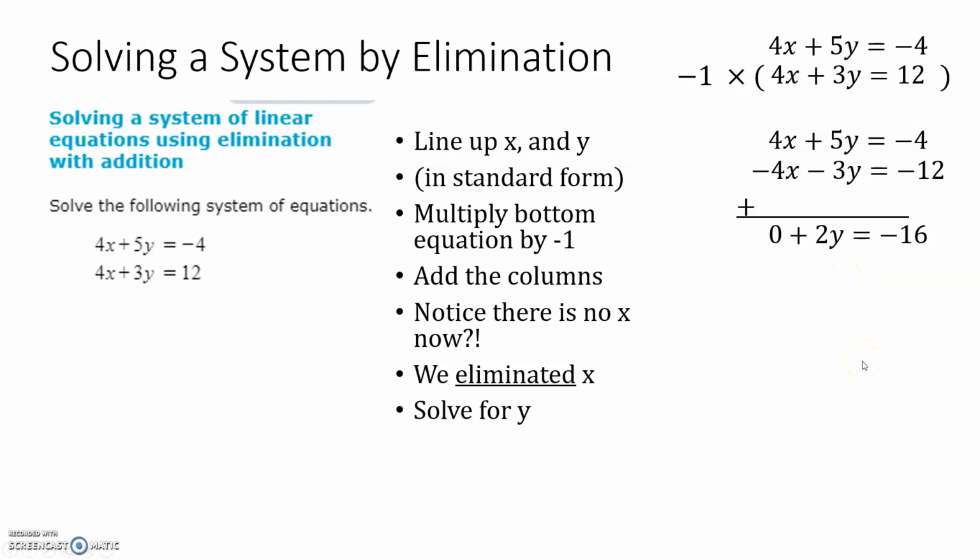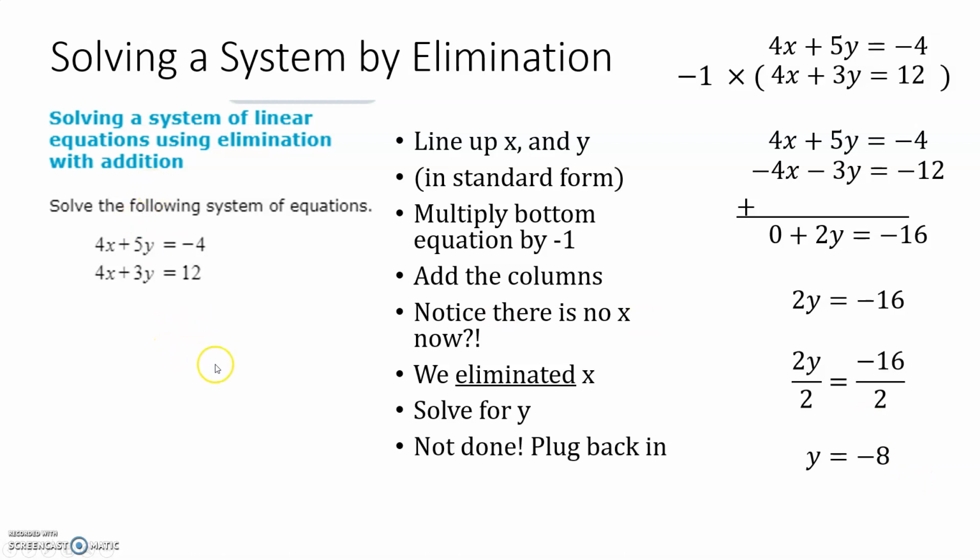Okay, so if we proceed here, we get 2y equals negative 16. Divide both sides by 2, we get y equals negative 8. Plugging back in, again, to either one of these equations, I just happen to put the top one once again, it doesn't matter. So plug that in, 4x plus 5y, y is negative 8, equals negative 4. So 4x, plugging that in, negative 8. And we get 4x minus 40 equals negative 4.